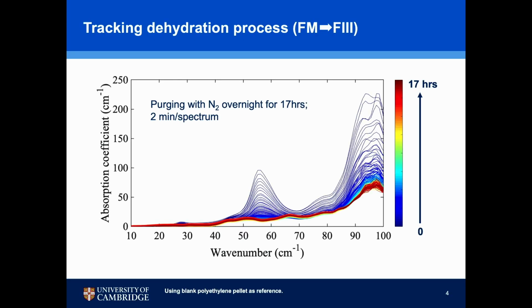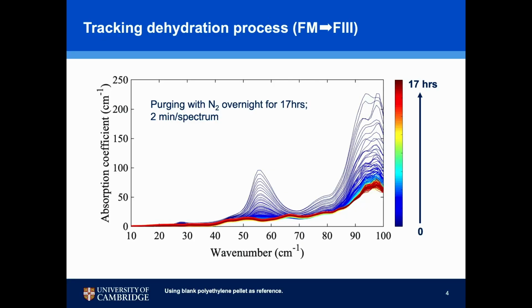Okay, so let's start with the dehydration process. We mixed the monohydrate form with polyethylene and compacted it into a pellet, and we placed the pellet in an optical chamber which was purged with nitrogen overnight. We acquired Terahertz spectra every 2 minutes for about 17 hours, so we can monitor the whole dehydration process. We also repeated the measurements a couple of times, with overnight nitrogen purging and also by trying to vacuum the system. All the measurements gave us similar results, as shown here in the figure.